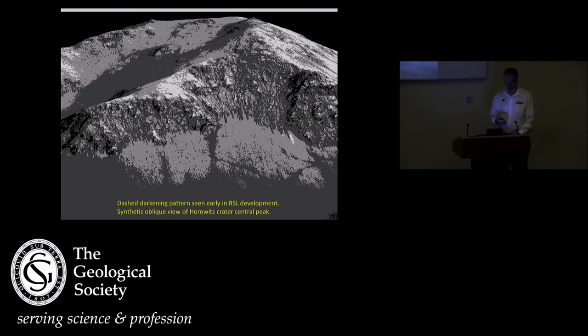Another puzzling observation is this dashed pattern of darkening that we see early in the RSL development in some areas. This is in the central peak of Horowitz Crater. And this suggests deliquescence to me. That's darkening patches of salt that's left over from previous years.